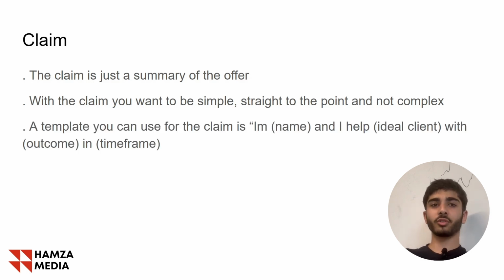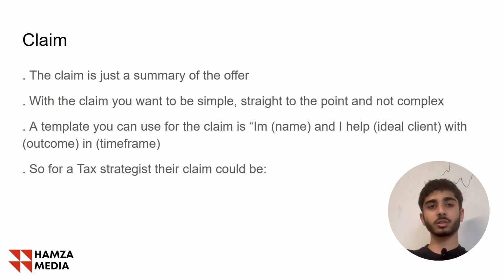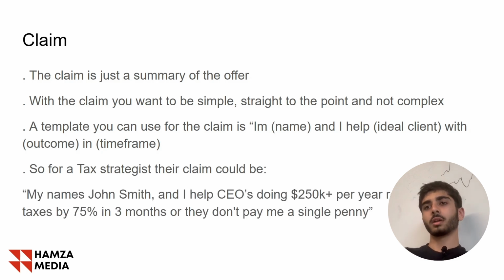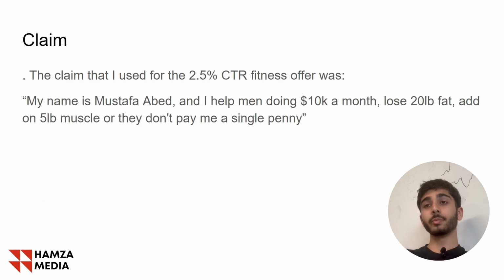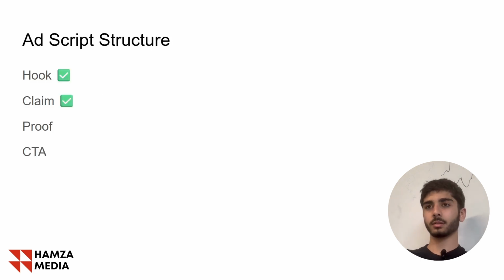So a template you can use for the claim is: I'm name and I help ideal client with outcome in specific time frame. So for a tax strategist, their claim could be, my name's John Smith and I help CEOs doing 250k plus per year reduce their taxes by 75% in 3 months, or they don't pay me a single penny. Alright? The claim that I used for the fitness offer was, my name is Mustafa Abid and I help men doing 10k a month lose 20 pounds of fat, add on 5 pounds of muscle, or they don't pay me a single penny. Alright?